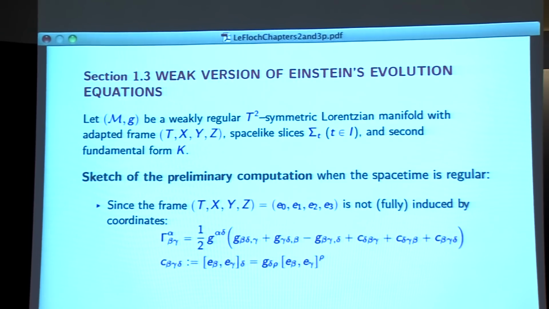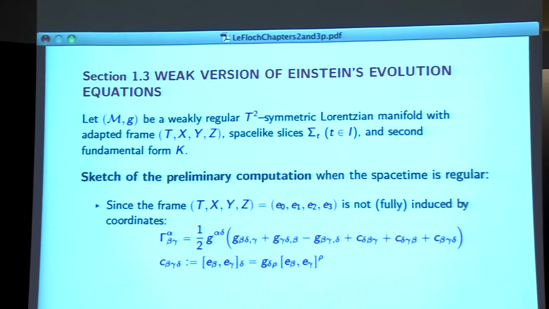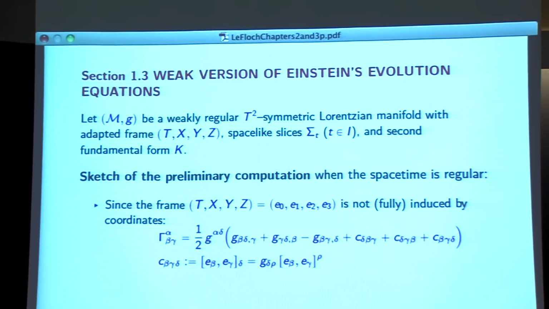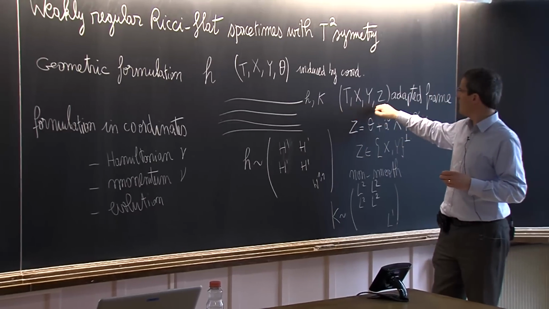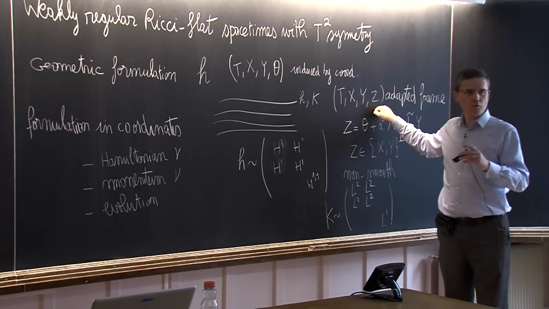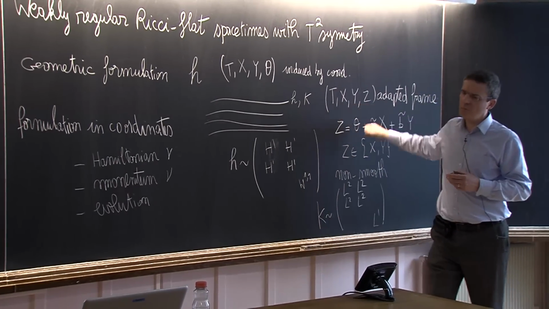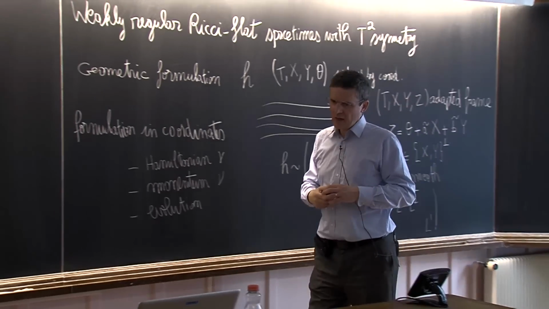And so we proceed in a similar way by looking now at the Christoffel symbols, but now we look at them for the whole frame, I mean T, X, Y, Z. Right? So the formulas are more complicated, especially because the frame is not induced by coordinates, so we need to work at the level of this adapted frame.